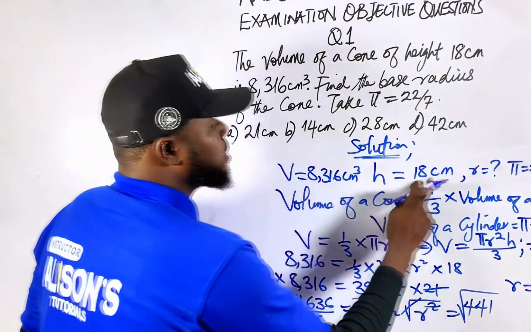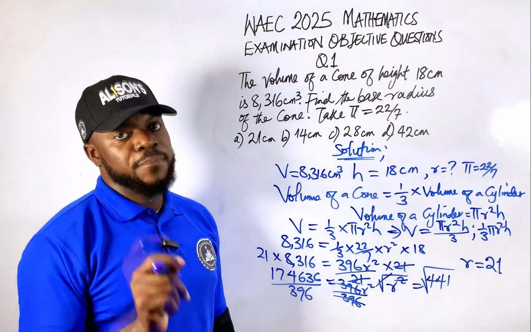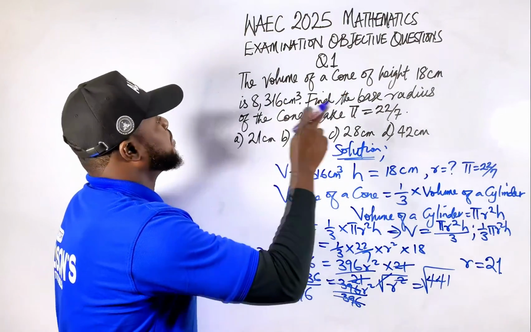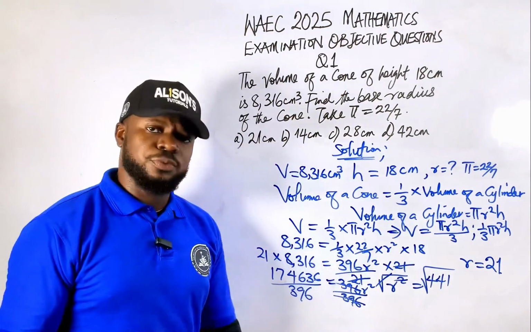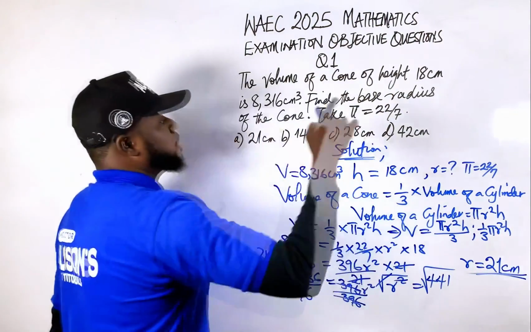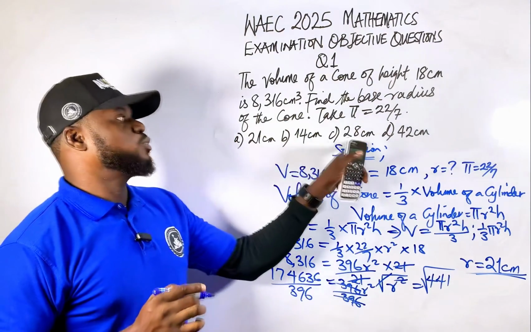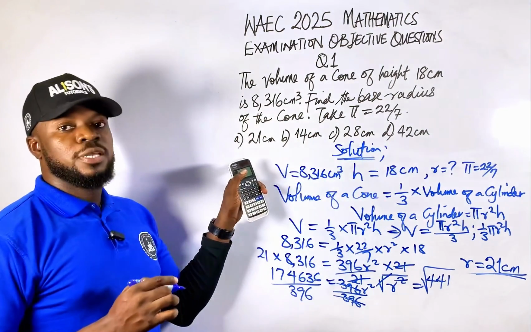Remember the unit. Normally the unit for radius is meters, but as everything comes in centimeters, you don't need to put meters there. You can put centimeters as the unit. So which option is the best? We have 21 centimeter, 14 centimeter, 28, 42. This is option A.